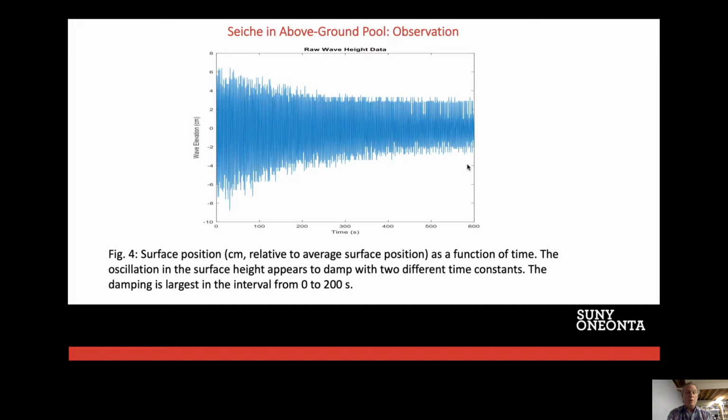On the vertical axis, we have wave elevation in centimeters relative to an average surface position. And on the horizontal axis, we have time in seconds. And you can see essentially that, first of all, we have oscillations, and then we have a decay period, and then a somewhat milder decay period. The strongest damping seems to be from 0 to 200 seconds.